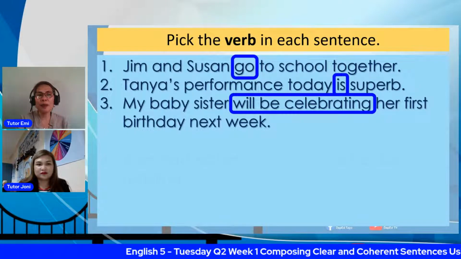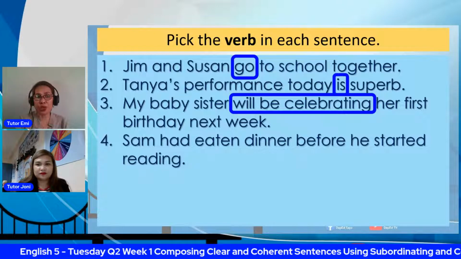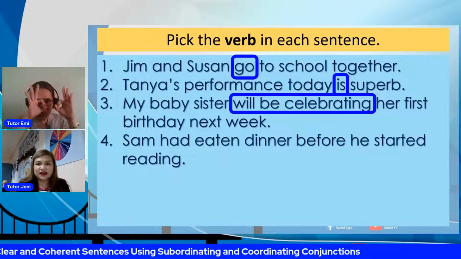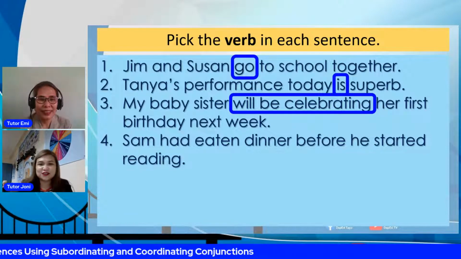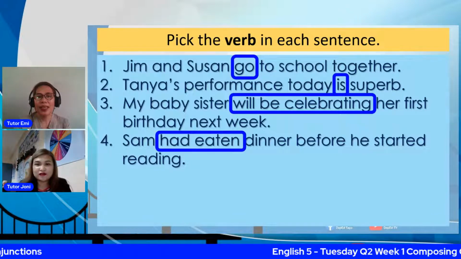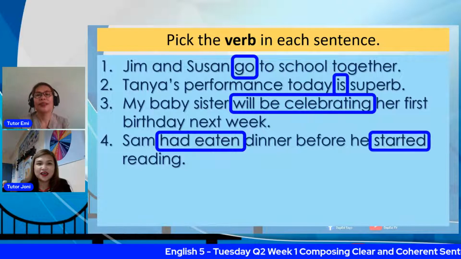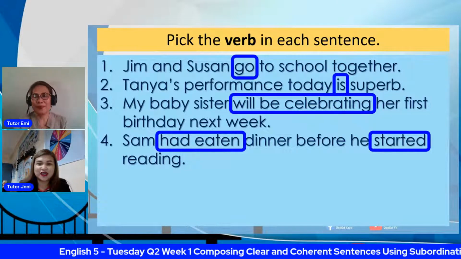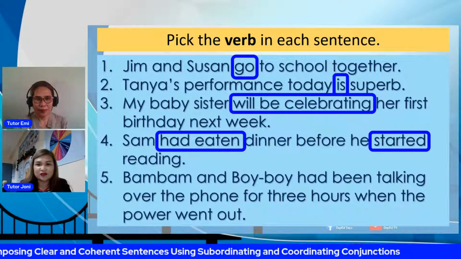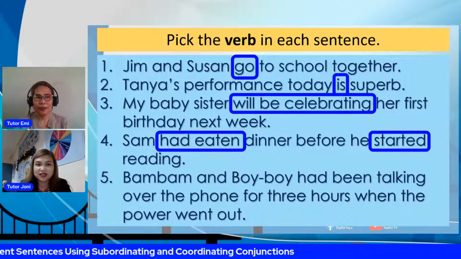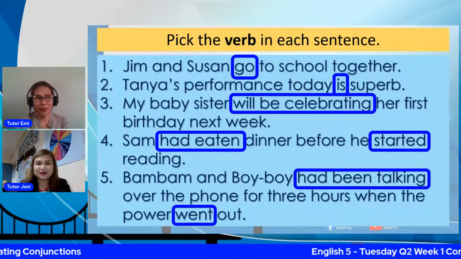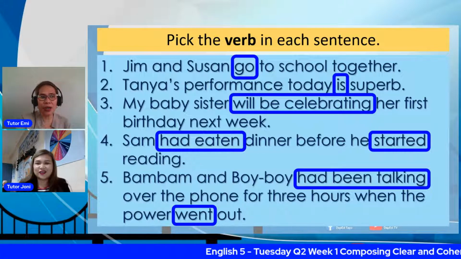And then let's go to number 4. In number 4, we have 2 verbs there. Can you find them? Come on. Yes, so let's reveal the answer. In number 4, you have "had eaten" and then "started." You have 2. And then number 5, we have: Bam Bam and Boy Boy had been talking over the phone for 3 hours when the power went out. So we have "had been talking" and then "went out." Okay, thank you for answering.